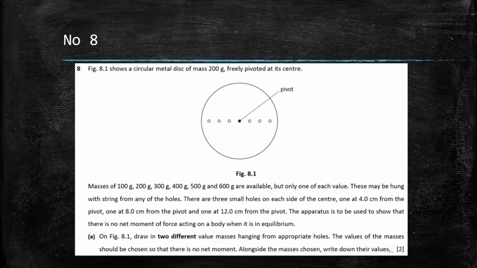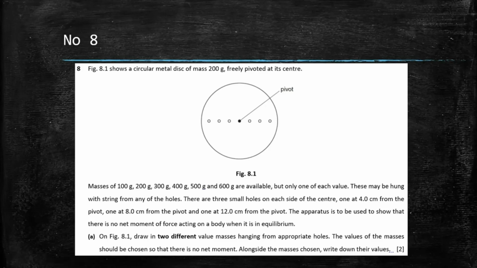There are some possible correct answers for this question, so your answer can vary. The important key to answer this question is to make sure that the mass times distance for the left side of the pivot equals the mass times distance for the right side of the pivot. As an example, I choose 300 gram and 200 gram masses. The problem now is where to put these masses.